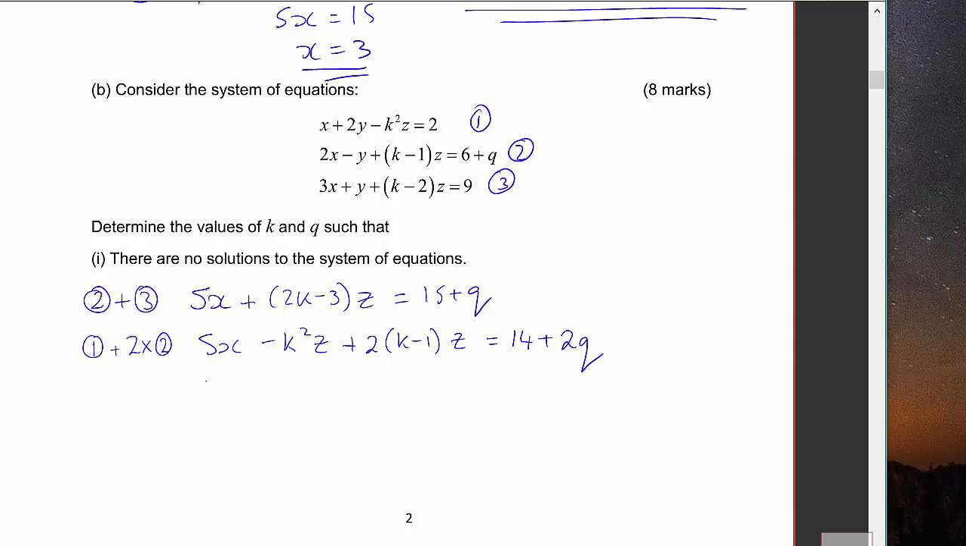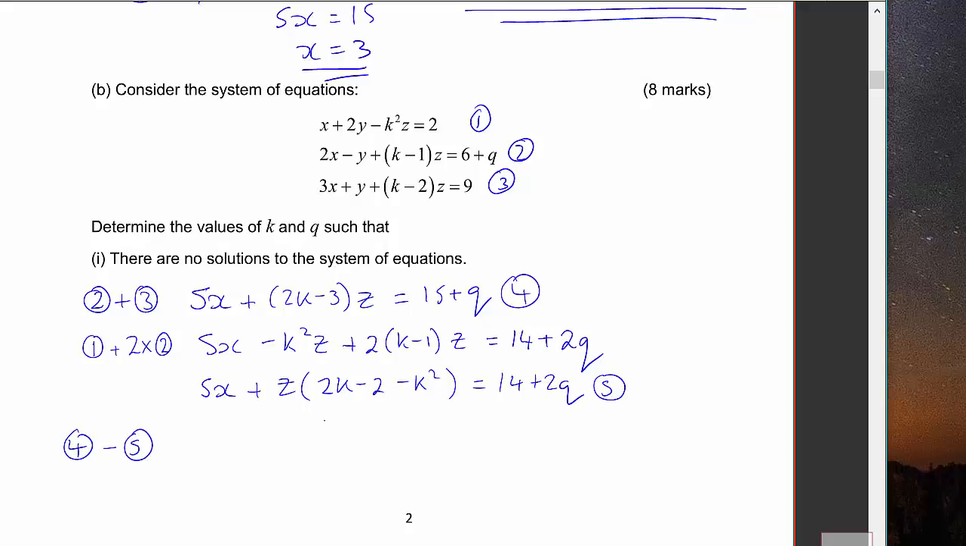So I need to tidy this lot. So we're going to have z into 2k take away 2 take away k squared is 14 plus 2q. So I'm going to call this one 4 and I'm going to call this one 5, and then I want to get rid of x's, so I'm actually going to do 4 take away 5, so the x's will go.